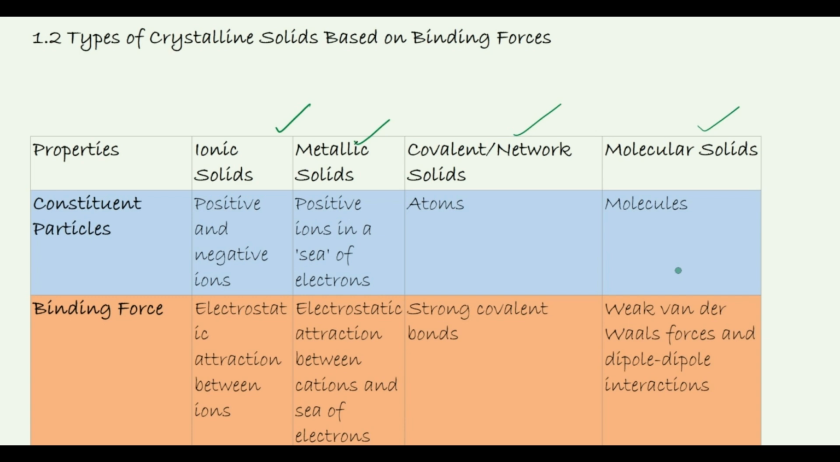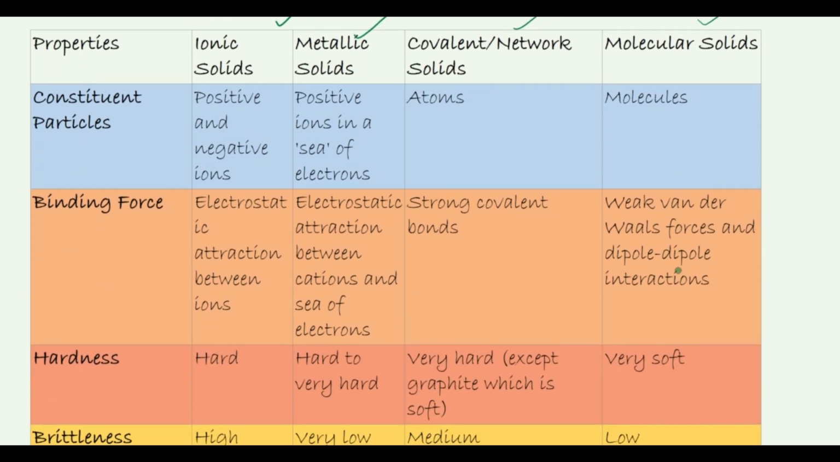Then metallic solids. How are the metallic bonds formed? They are formed by the sea of electrons. The metal cations are immersed in the sea of electrons. So this will have positive ions in the sea of electrons. Then covalent, which means sharing of electrons, so atoms are arranged. Molecular solids, the constituent particles are molecules.